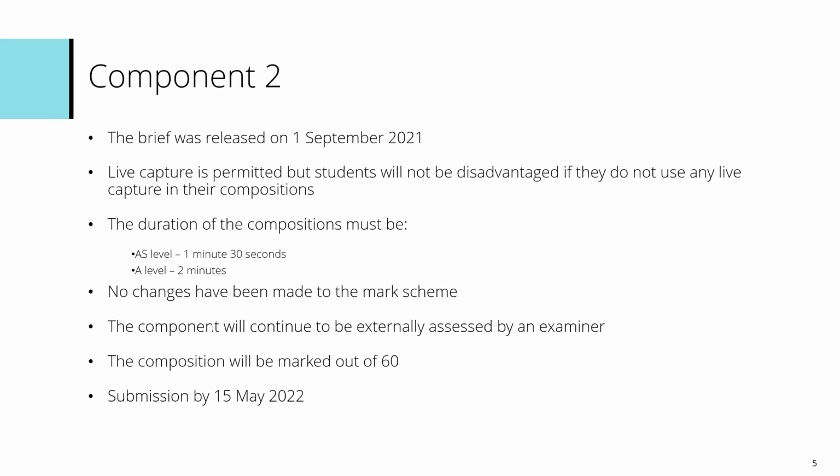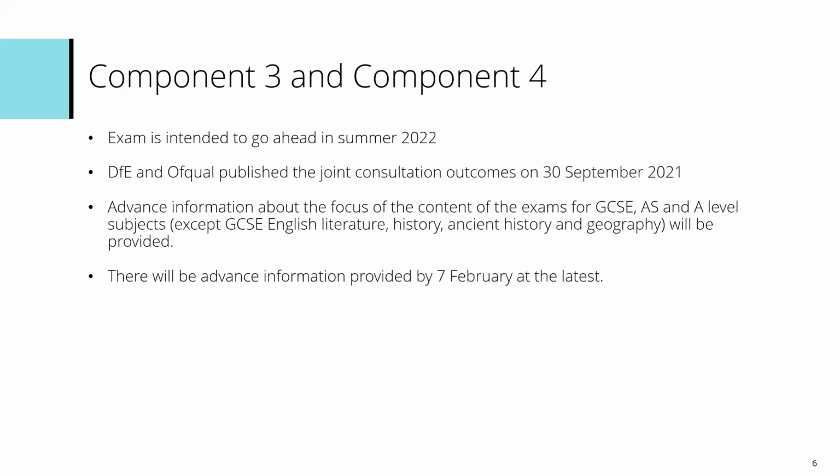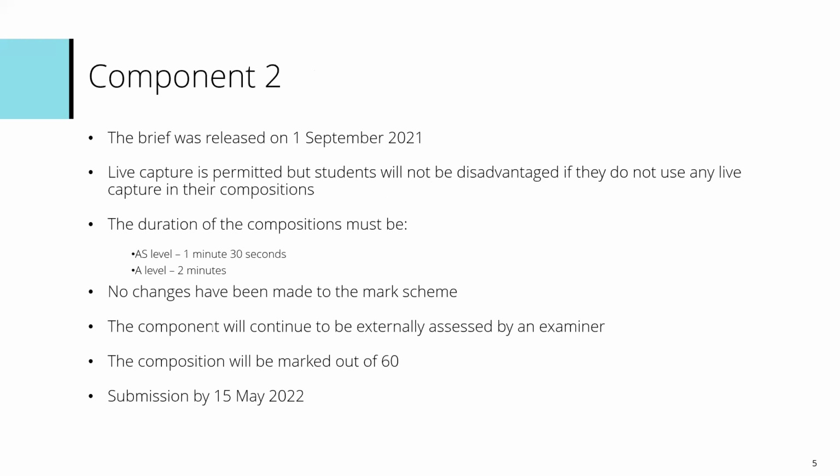So had some questions here and there come in around that, and those are set times, so compositions should last for those durations and shouldn't go over or under, as there are various penalties depending on if they're under or over, and that's outlined in the specification. So there are no changes to the mark scheme for this. And again, the component would continue to be externally assessed by an examiner. They'll continue to be marked out of 60, and the submission is by the 15th of May, 2022.